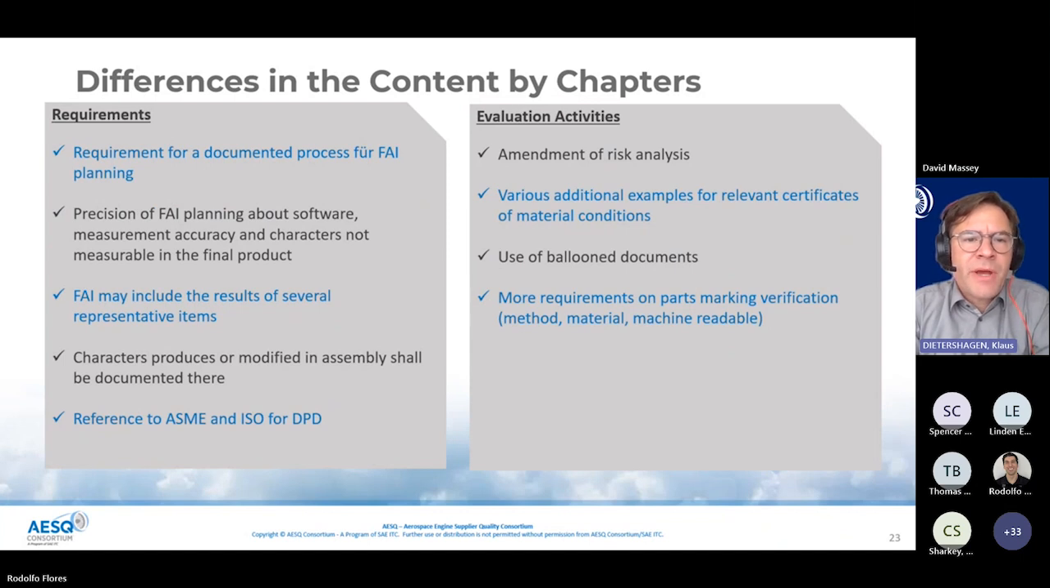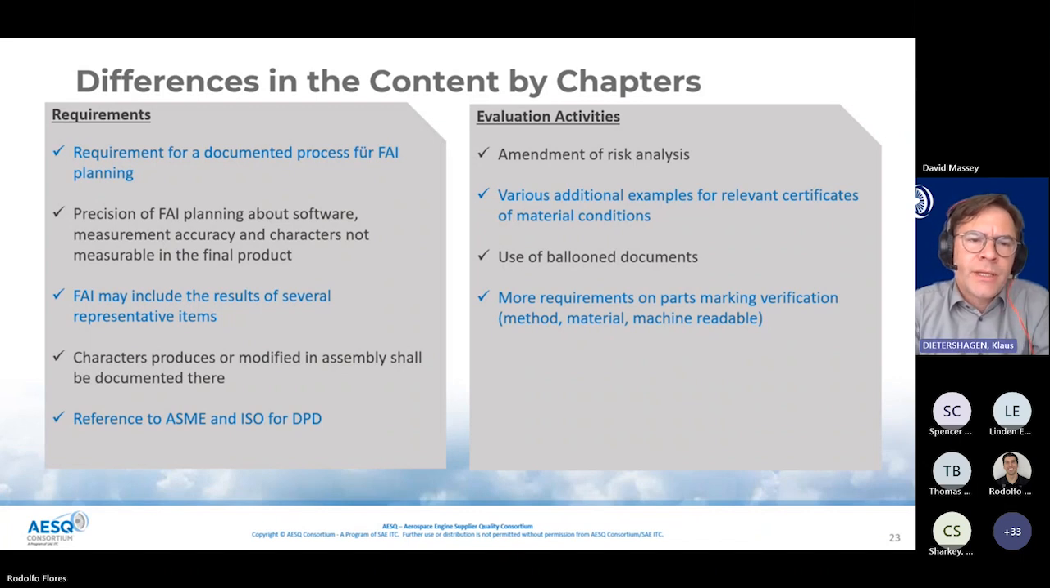Yes, then we have the next chapter, which is the requirements. Here we have the requirement to have a dedicated process for the first article inspection planning, to define that, write it down and document it. However, then there are additional precisions within the requirements. So it says more details about planning the first article inspection for software, for the measurement accuracy, and also how to handle characteristics which are not measurable in the final inspection or the final product. We had those chapters already before, but here are now more details for that.